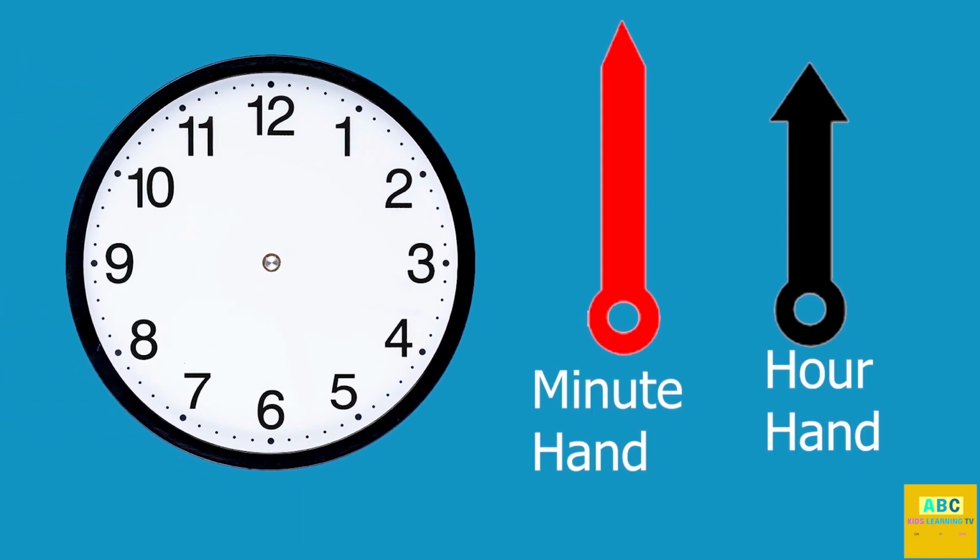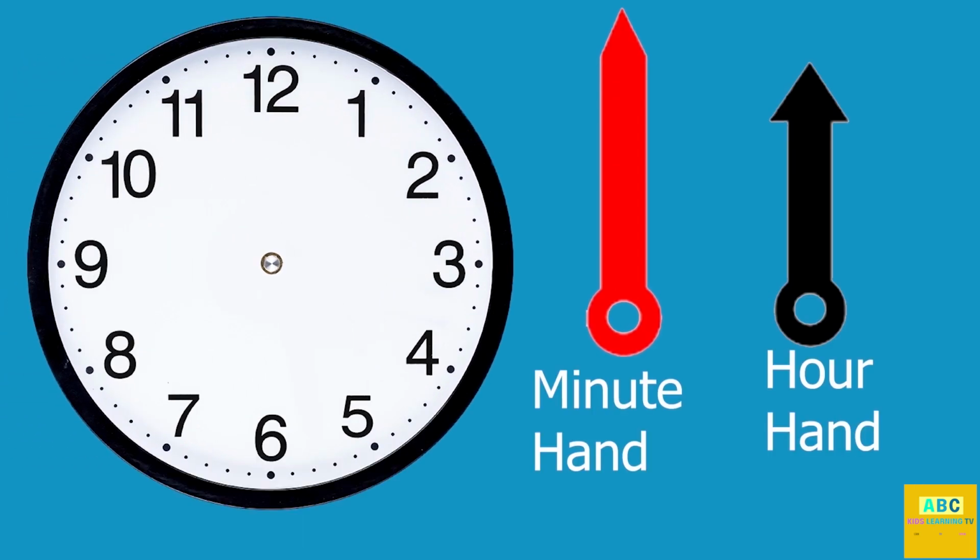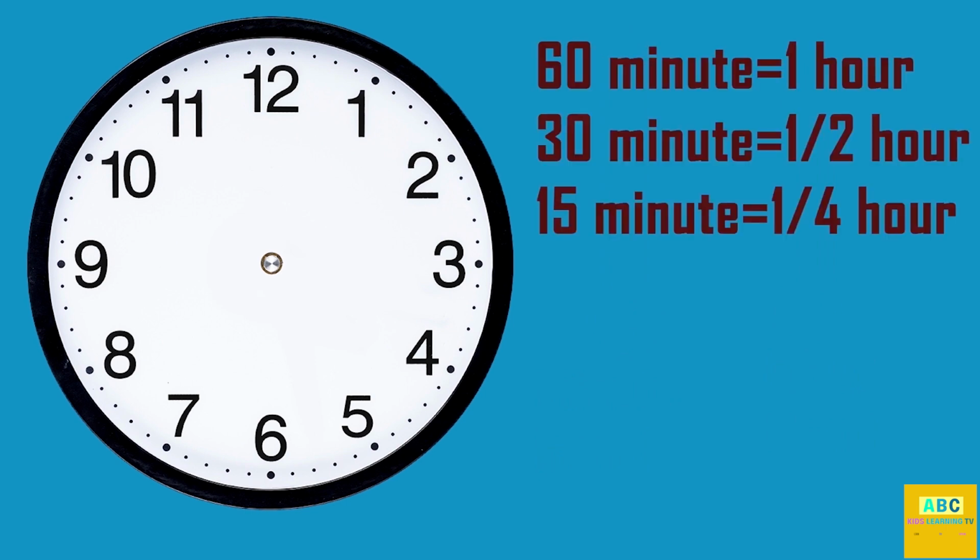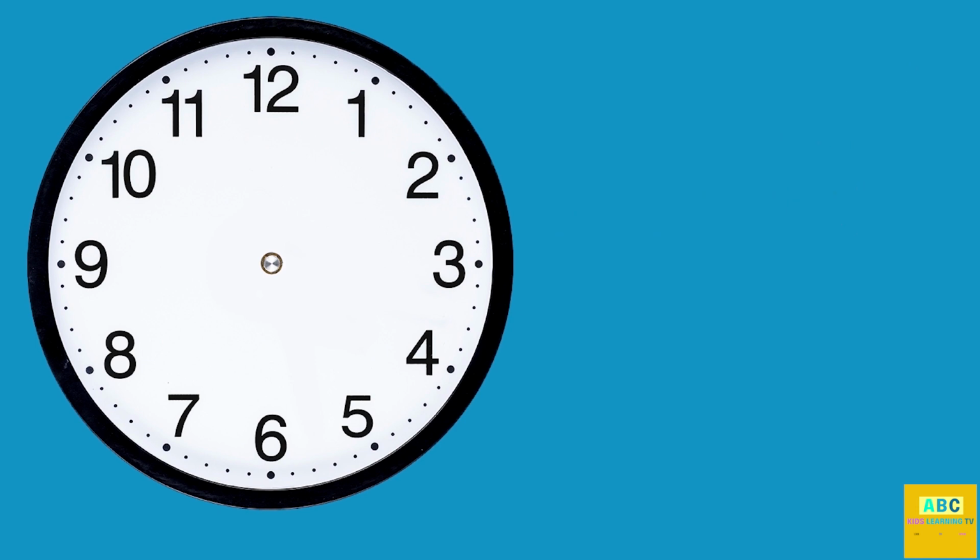Telling the time, to the minute. We know an analog clock has two hands. Remember, the long hand is called the minute hand and the shorter hand is the hour hand. Before we start, let's remember, 60 minutes equals 1 hour, 30 minutes equals half an hour, 15 minutes equals a quarter hour. In this video, we are going to learn how to read time on an analog clock to the minute.